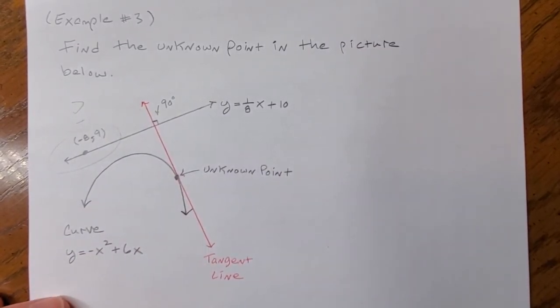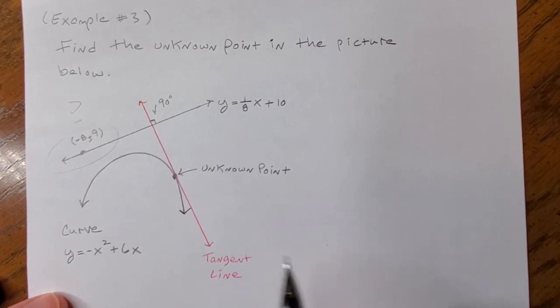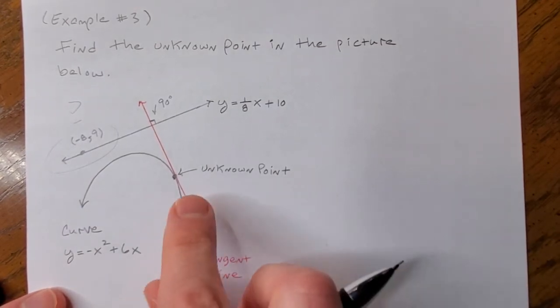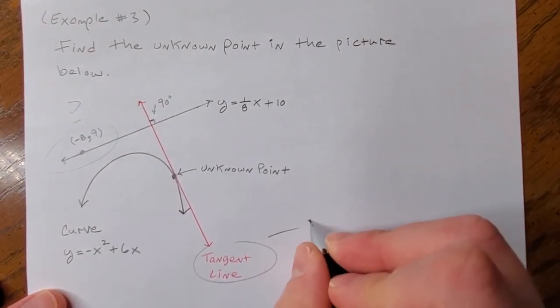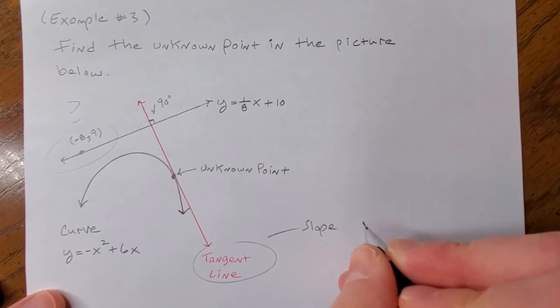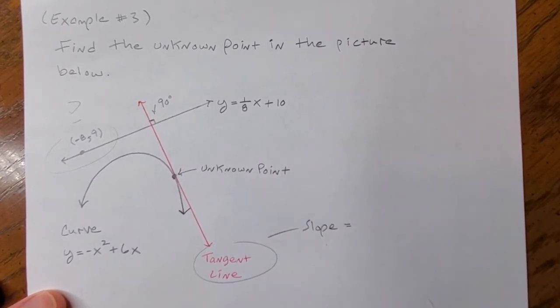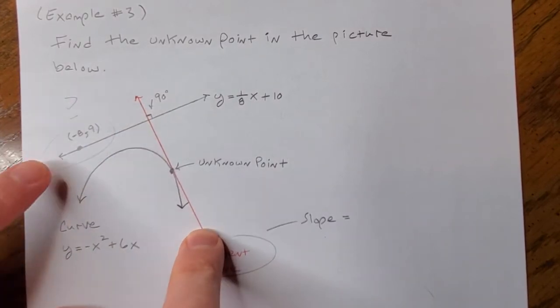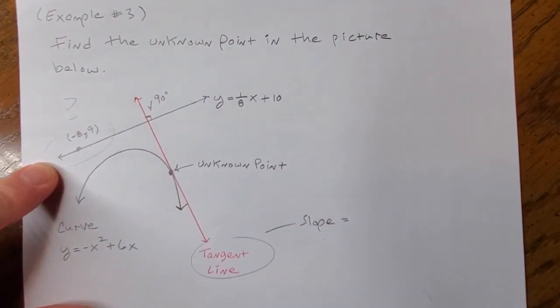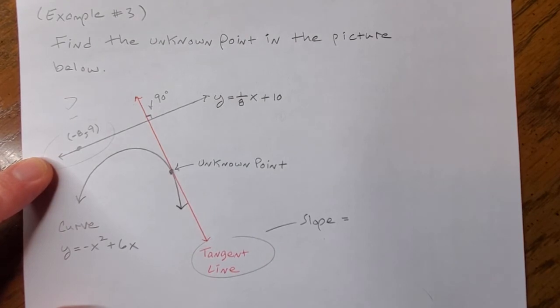And here's why. The premise that we can use to work this one out and find that point is that the slope of this tangent line is actually known already. The slope is known. Why do I say that? Well, that tangent line is perpendicular to this one. So that means its slope has to indicate that it's perpendicular.